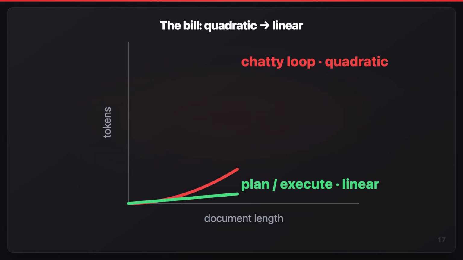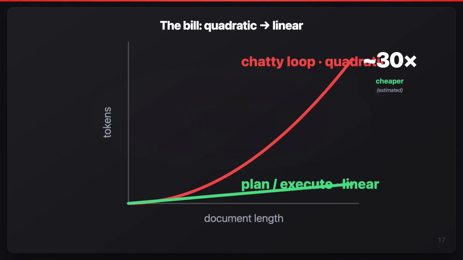And the bill? A one-shot generation is an estimated 3,000 to 5,000 tokens, roughly 30 times cheaper than the loop. The curve goes from quadratic to linear. To be honest, that's an estimate from the loop's shape, not a measured A/B test. But the direction is not subtle.